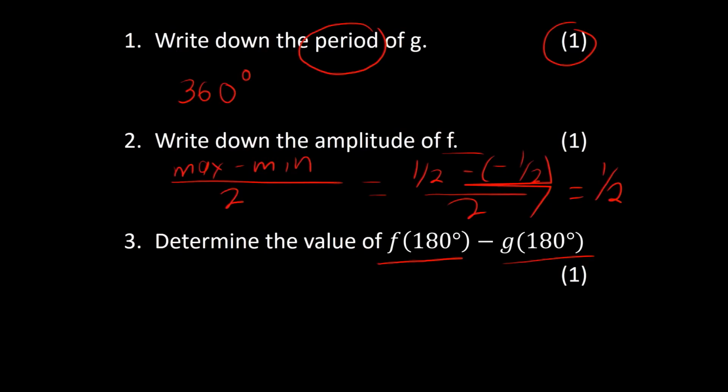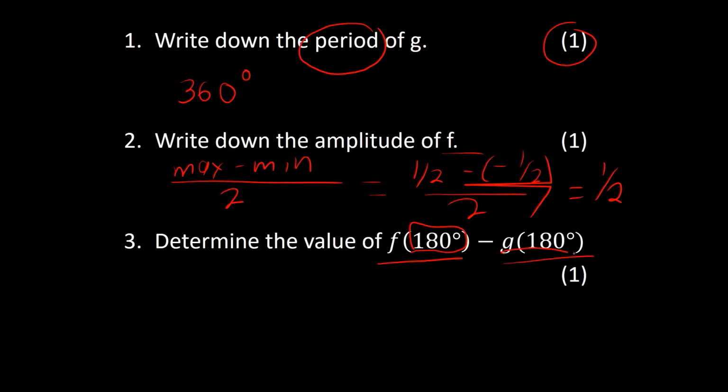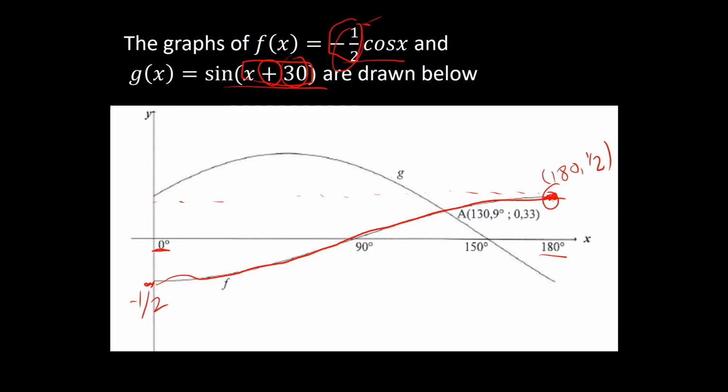So I can see here that they're telling me that 180 degrees is the value of your horizontal axis, and we need to find the function value. What is f of 180 degrees? And from that, subtract the function value of g at 180 degrees. So if you have a look at your graph, at 180 degrees, which is at that point there, we want to find the value of f, which we already know is a half, and from that we want to subtract this value here at g.